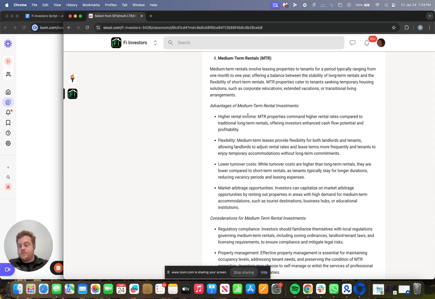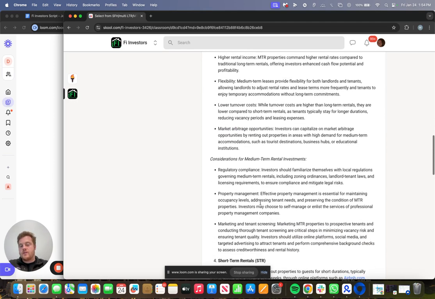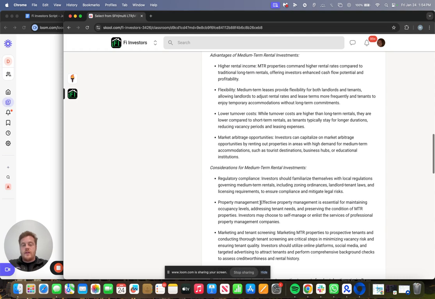So the advantages, number one, just so you're aware, midterm rentals have to come furnished, right? But you'll get a higher rental income. There's more flexibility in terms of the leases and everything else, lower turnover costs, and then market arbitrage opportunities, right? So you can, for example, go and rent a house from someone on a 12-month lease on that property and then rent it out as a midterm rental. So it's just like Airbnb arbitrage, but midterm rental arbitrage is a new thing that's coming up.